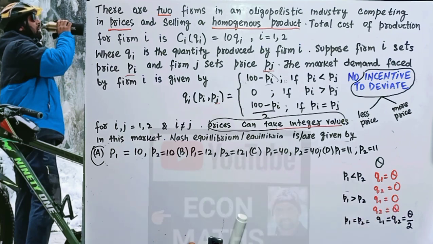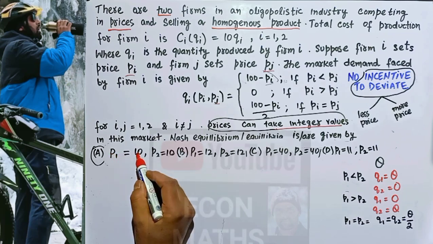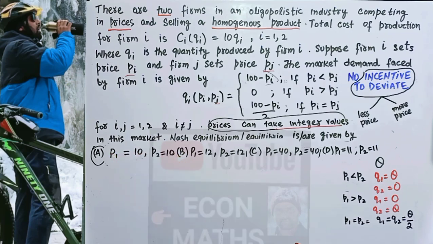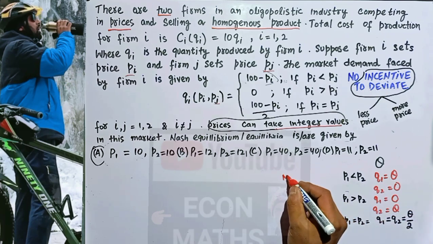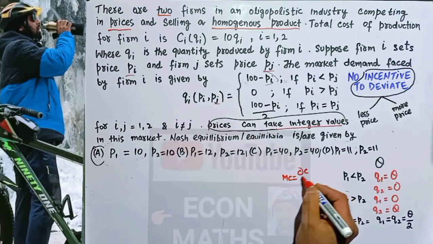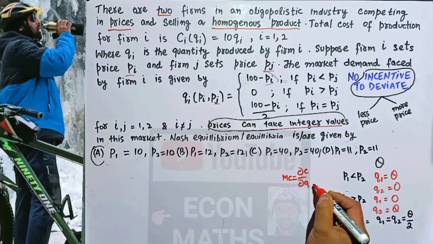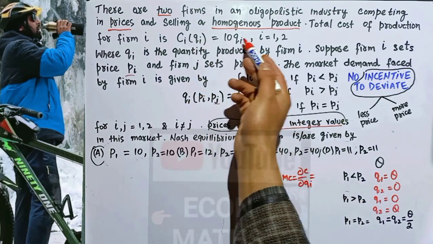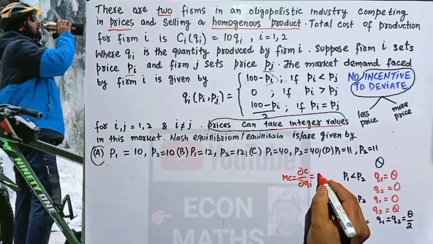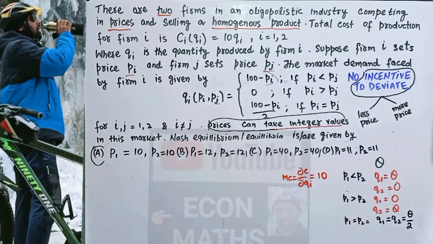So the first option is given to us as P1 is equal to 10, P2 is equal to 10. Now let's also write here what is the marginal cost. Marginal cost is the derivative of the cost function with respect to output. So if we take the derivative of this function with respect to qi, we will get 10. That means marginal cost is the same for both the firms, which is equal to 10. Nash equilibrium will occur when each firm sets a price which is equal to the marginal cost. That will denote the Nash equilibrium.